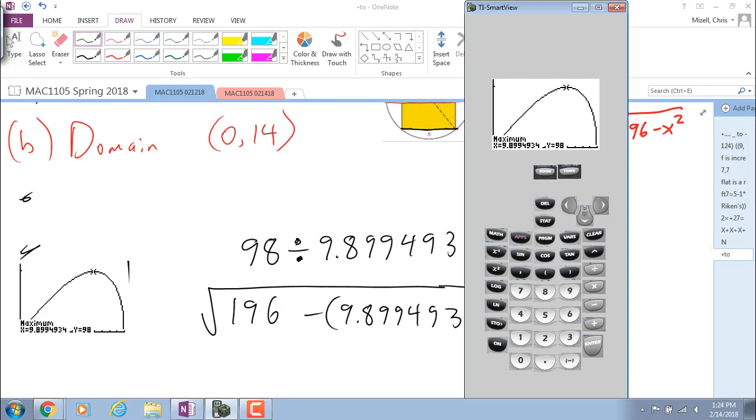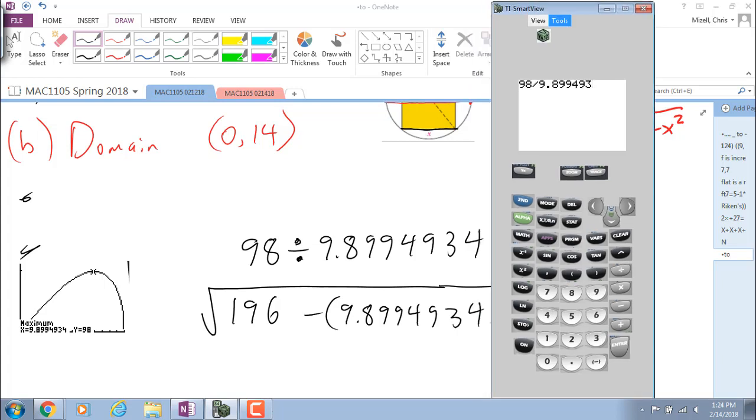And my calculator is just playing games with me here. 98, second quit. Let's get out of that. 98 divided by 9.8994934. I don't need that parenthesis on the end. Whoa!